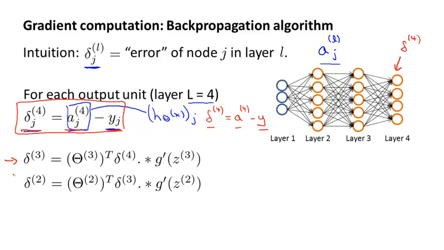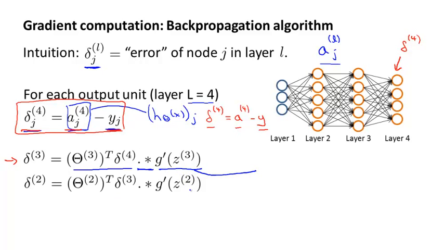Here's the formula for computing delta 3. Delta 3 is equal to theta 3 transpose times delta 4, and this dot times is the element-wise multiplication operation that we know from MATLAB. So theta 3 transpose delta 4 is a vector, g prime of z3 is also a vector, and so dot times is an element-wise multiplication between these two vectors. This term g prime of z3, that formally is actually the derivative of the activation function g evaluated at the input values given by z3.